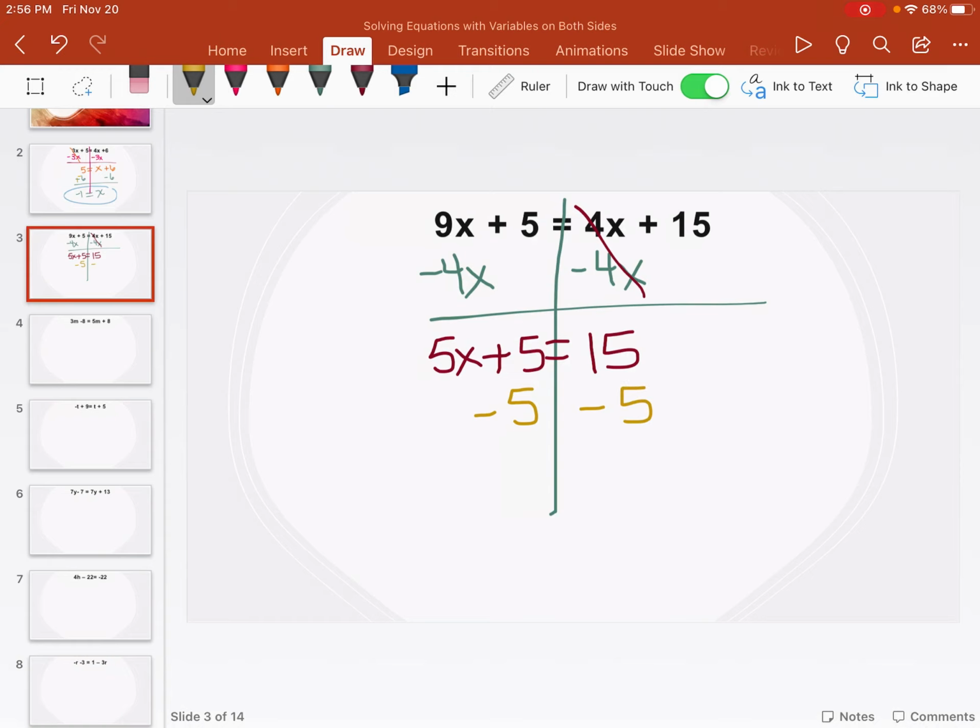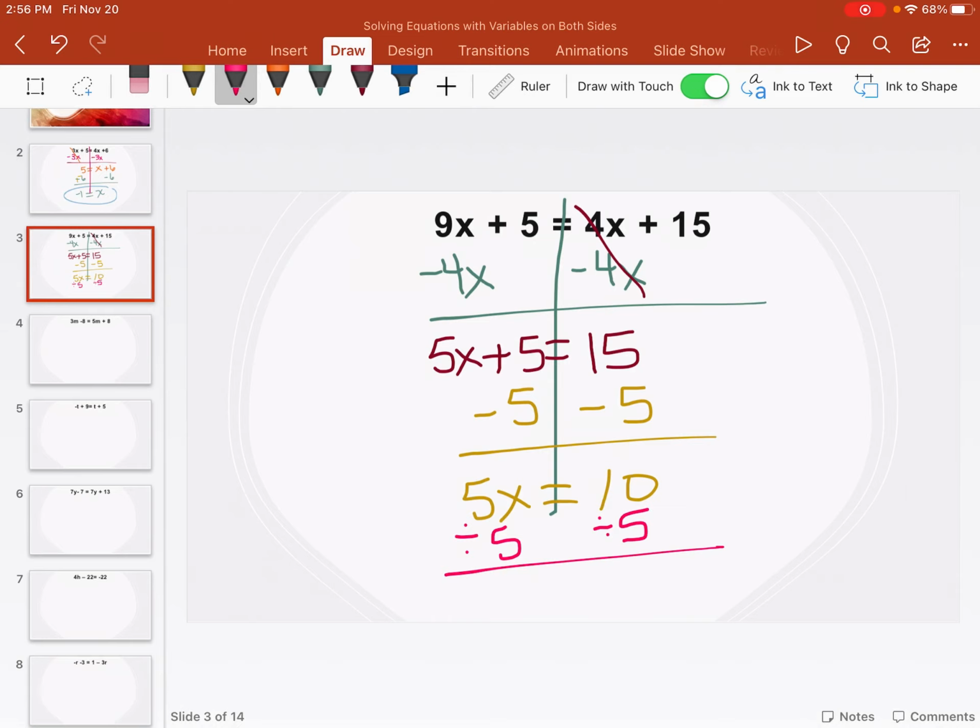This is just a normal two-step equation, right? So get rid of your ribbon and then your bow, wrap your package. So get rid of your constant and then your coefficient. So I have 5x equals 10 left over. Divide by 5 on both sides, and I get x equals 2. And that would be my answer.